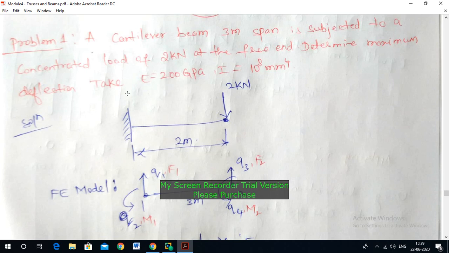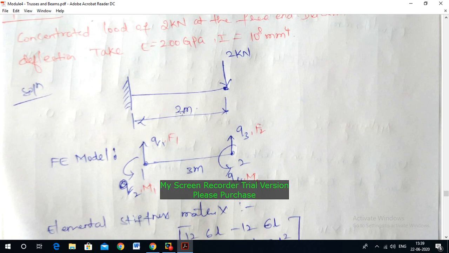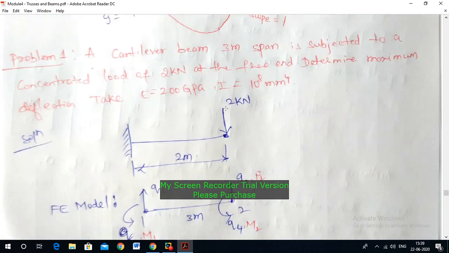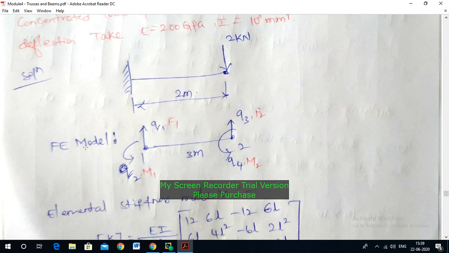And determine the maximum deflection. Young's modulus value is given, and the cantilever beam of 3 meter span, this is 3 meter, actually 3 meter span length is given. Actually I made a mistake here, 2 meter is not there, it is 3 meter. 3 meter span length. And determine the maximum deflection. Take E equal to 200 gigapascal and moment of inertia is 10 power 8. Okay, the span length is given as 3 meter, make the correction as 3 meter.